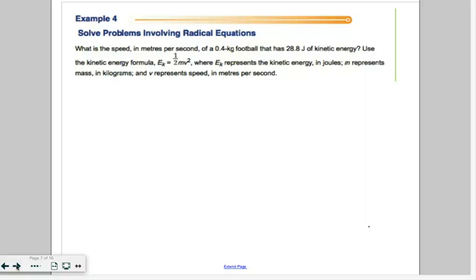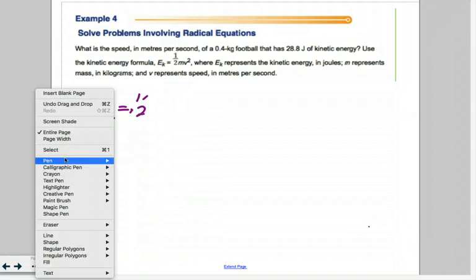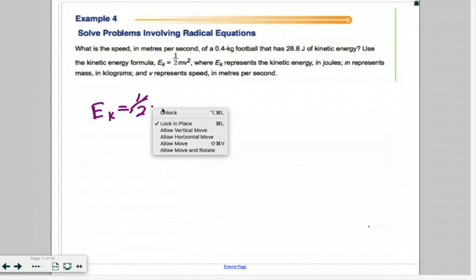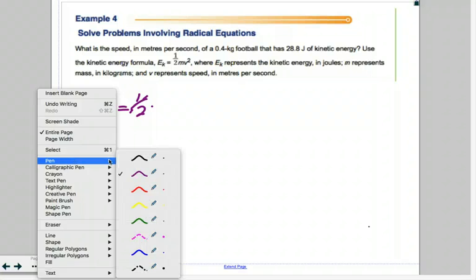So we've been given here the formula to use, so EK is equal to 1/2 mv squared.